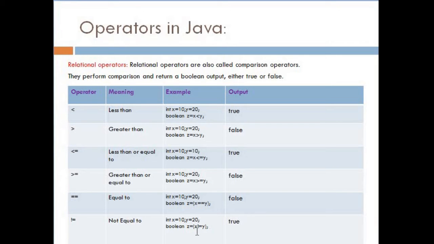Now let's check whether the value contained in the variable x is not equal to the value contained in the variable y or not. Now the value of x is 10 and the value of y is 20. Now is 10 not equal to 20? Yes, 10 is not equal to 20, so this condition holds true. So the output returns true, and this true is the value which shall get stored in the boolean variable called z.